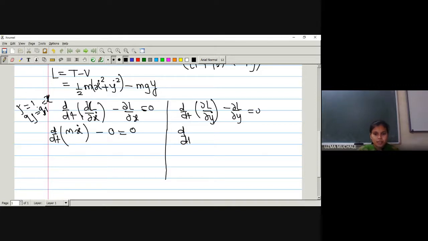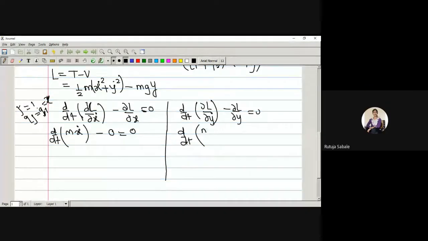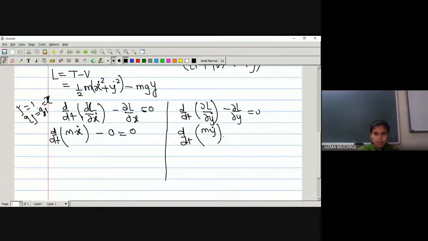Now the next equation, d by dt of the derivative of L with respect to y dot. It is very similar to x: m y double dot, minus the derivative of L with respect to y. There is no term of y in the first term, so we just have to remember the second term. This minus minus becomes plus mass and acceleration as it is. So the derivative of L with respect to y will be 1, and we keep it as it is, equal to 0.